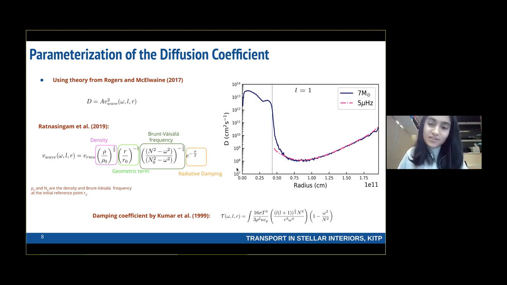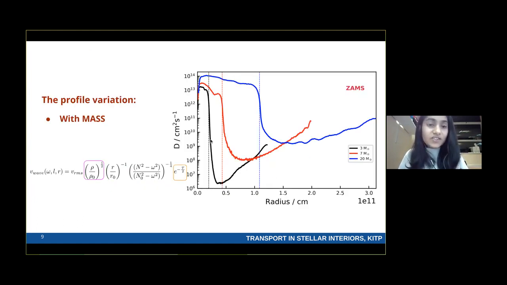Overall, we see that the profile follows an increasing trend towards the surface, but as the star ages, the structure changes, and from this equation we would expect the diffusion coefficient to vary. So to find that, we extended our analysis to models of different masses and across different ages. Here is the profile variation with mass. The plot shows the diffusion coefficient on the y-axis, plotted against the radius on the x-axis at zero-age main sequence for the different masses.